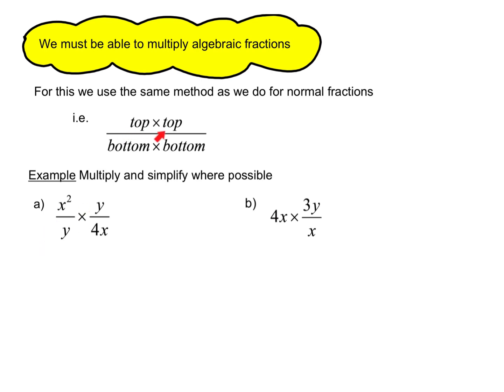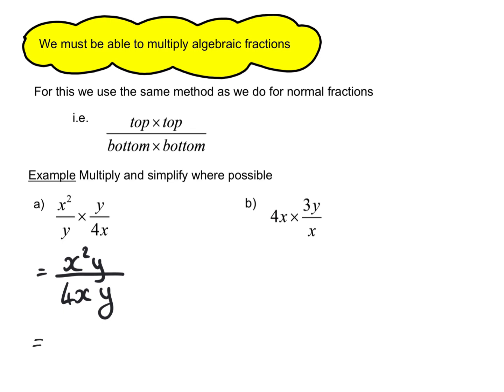Now we're going to do the top times the top, so we're going to do this x squared multiplied by y, and that's simply going to come out as x squared y over, and then we're going to look at the bottom of the fraction. It's going to be the bottom times the bottom, in other words y times 4x, which I'm going to write out as 4xy. That's the two fractions multiplied together. All I now need to do is see if I can simplify it.